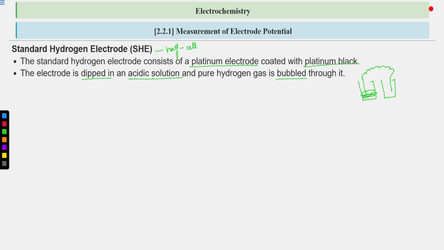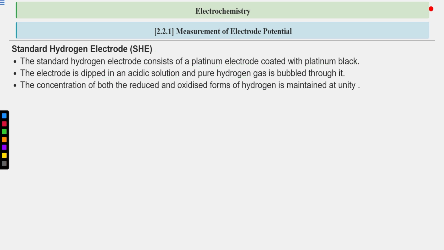Now if an electrode is there, it should be dipped in some kind of solution. So the electrode is dipped in the acidic solution, and pure hydrogen gas is bubbled through it. The concentration of both the reduced and the oxidized forms of hydrogen is maintained at unity. One thing you have to remember is that you have to maintain the concentration of the reduced and oxidized forms of hydrogen at unity, that is, 1.